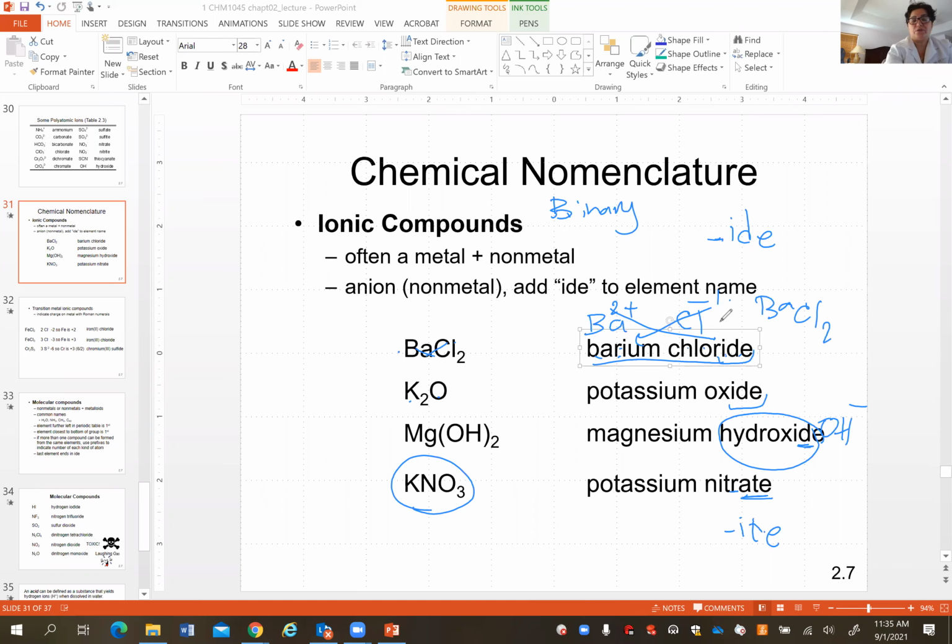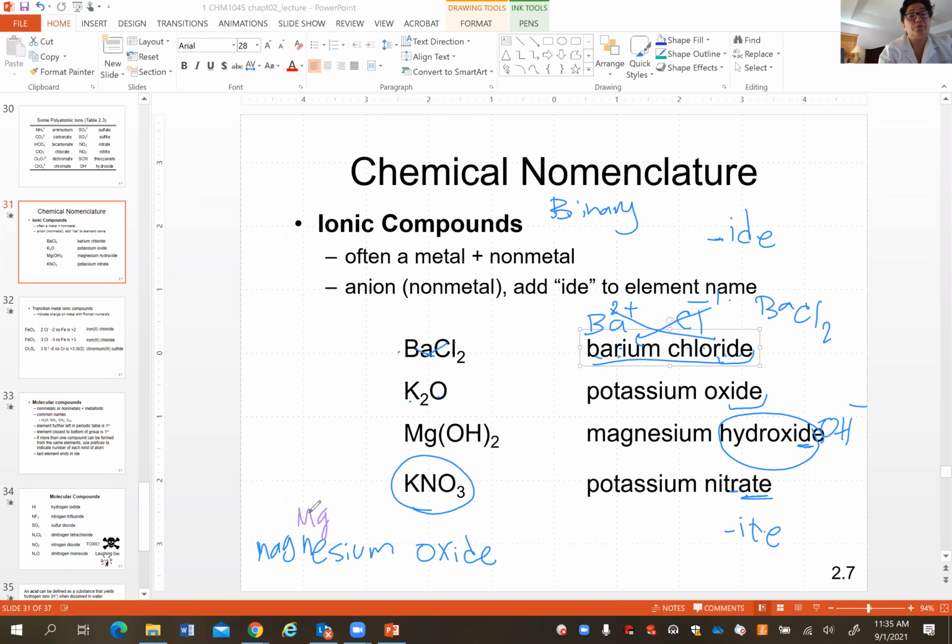I'm going to use another example here. I want you to help me write the formula for magnesium oxide. What's the symbol for magnesium? The symbol for magnesium is Mg. Perfect, Mg.